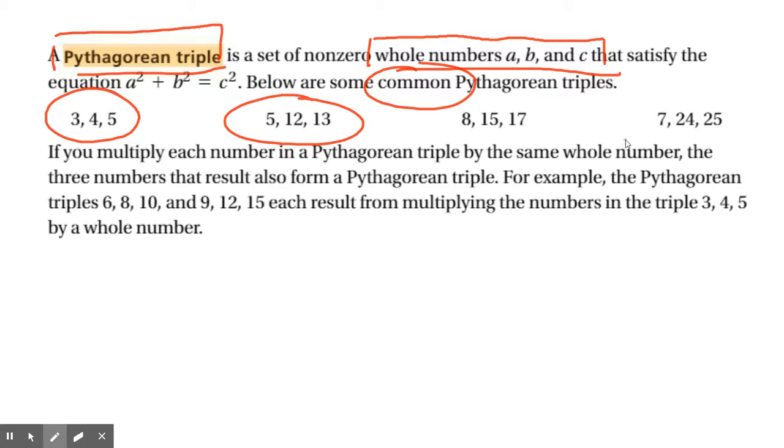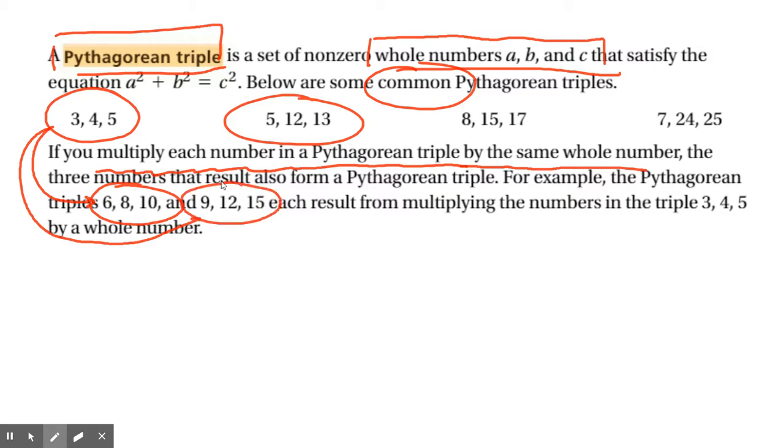Now, you can create an infinite amount of Pythagorean triples by multiplying each number in the Pythagorean triple by the same whole number. So for example, if I were to multiply each of these by 2, I would get 6, 8, 10. That's another Pythagorean triple. If I multiplied by 3, I would get 9, 12, 15. Another Pythagorean triple. So there are infinitely many Pythagorean triples, but here are just a couple.